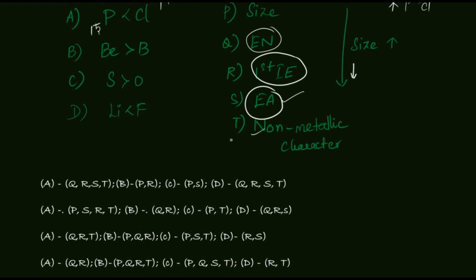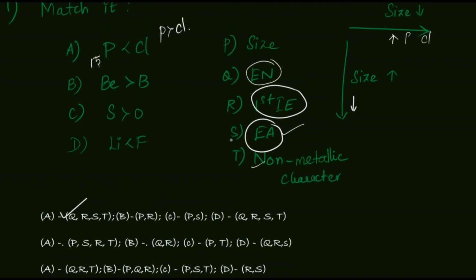So once you know, the rest of the things will also get matched. Let's compare it for beryllium and boron also. Beryllium and boron: beryllium will have more size than the boron. In case of ionization enthalpy, there is an exception case. Beryllium is having more ionization enthalpy than boron because of the completely filled shell.